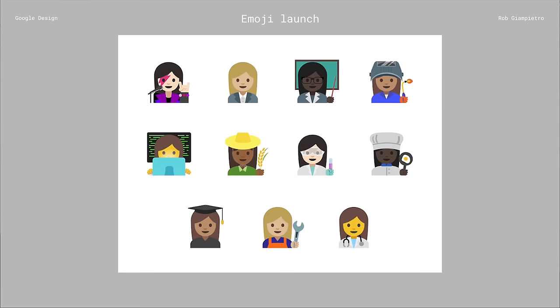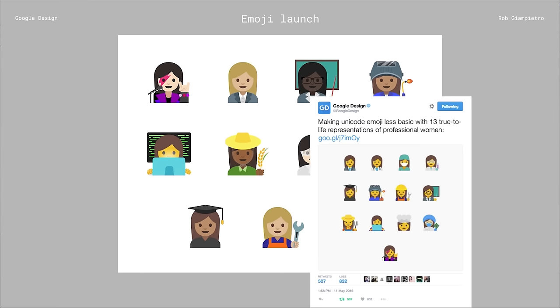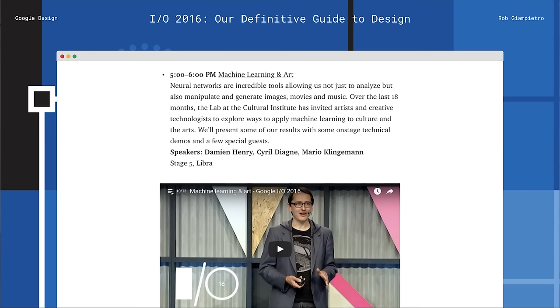And then sometimes we have smaller launches or social activations, like when we went to the Unicode Consortium and we proposed some new emojis for better representation of women in professional careers. We did these fun little GIFs and then also activated that on Twitter and in other places. And sometimes we just function as a guide. Google puts out a tremendous amount of information, and sometimes it's hard for designers to know what they should be paying attention to. So in a situation like I/O, where there's hundreds of sessions going on, what should a designer really focus on? So we made a definitive guide to I/O, and we also do the same for SPAN.